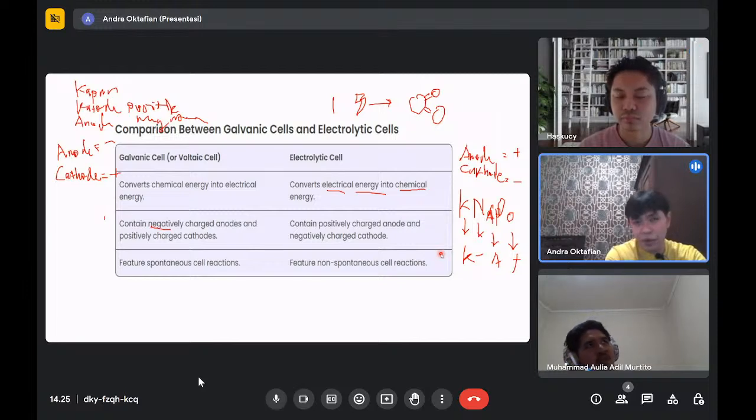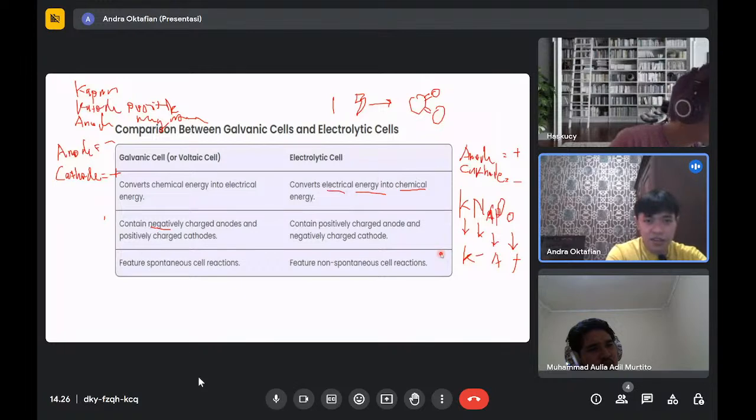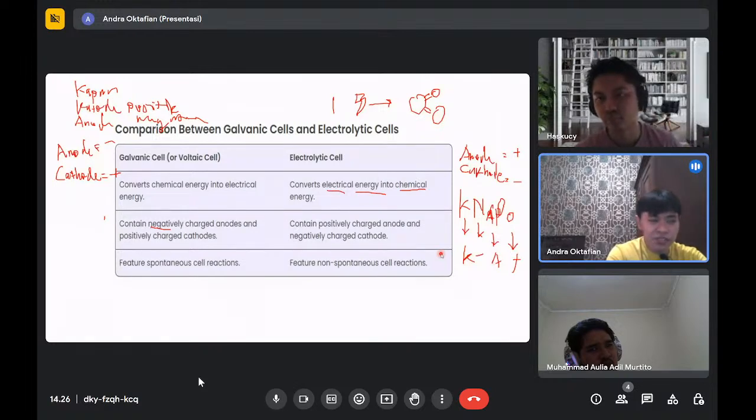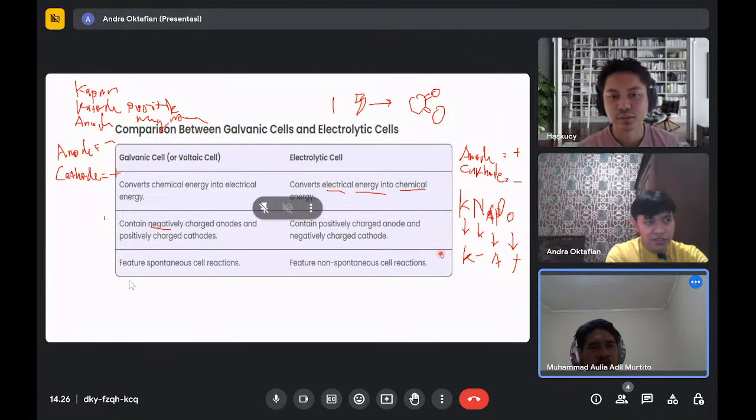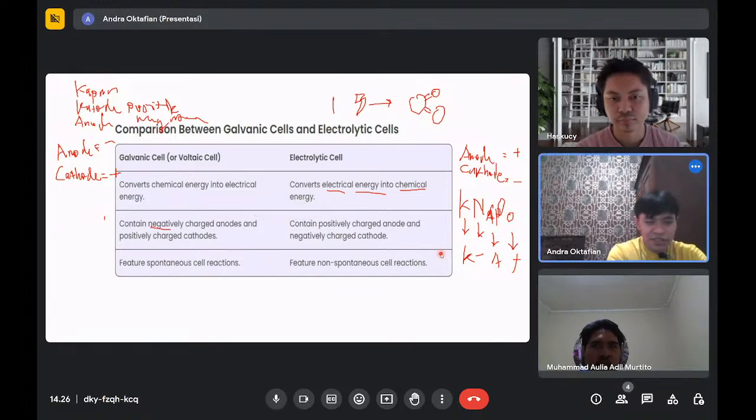When you want to use your battery, it just flows as naturally happens because it's spontaneous, from the higher potential to the lower potential. I see. I think I get it. Okay, you got it. Correct, I understood.